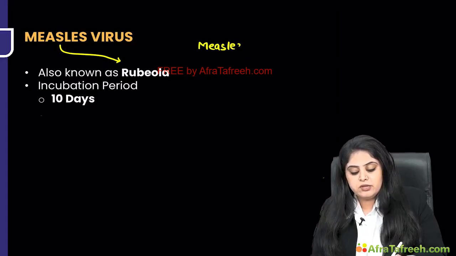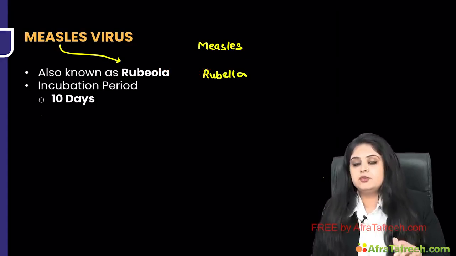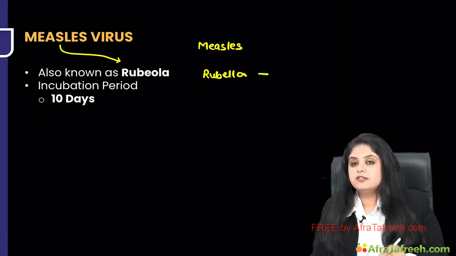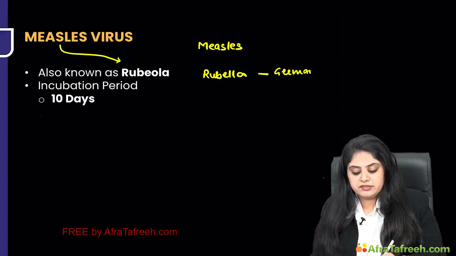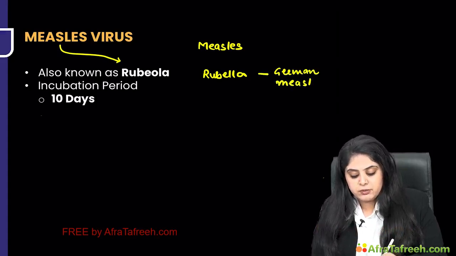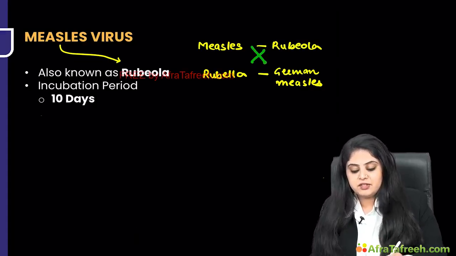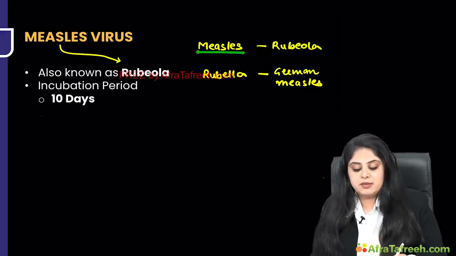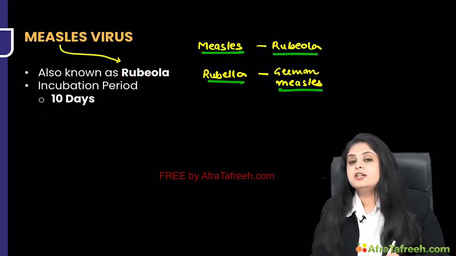There is something known as measles, and there is something known as rubella. You know that, measles and rubella. Rubella is what is called German measles. And measles is referred to as rubeola. So remember the cross connection. One time only measles will come, one time only rubella will come. So if measles is written, don't write German measles, write rubeola. If rubella is written, then write German measles.